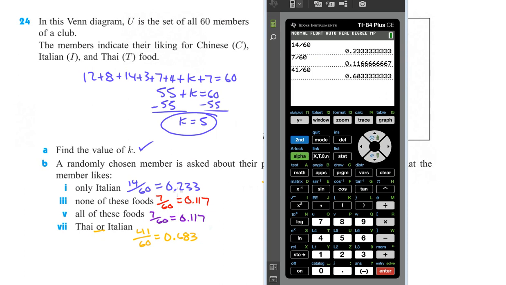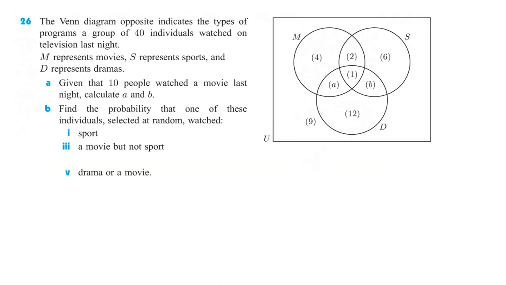Okay, so that's what we end up with for all of these here. Let's see, we've got a couple more to take a look at. 26. The Venn diagram opposite indicates the types of programs a group of 40 individuals watched on TV last night. M represents movies, S represents sports, and D represents dramas. Given that 10 people watched a movie last night, calculate A and B.